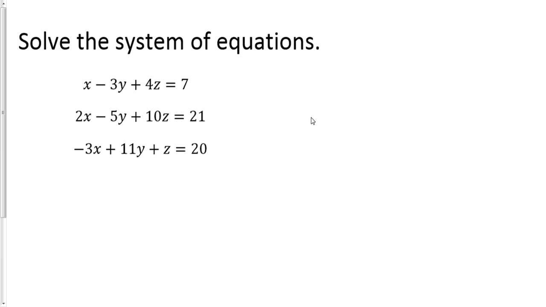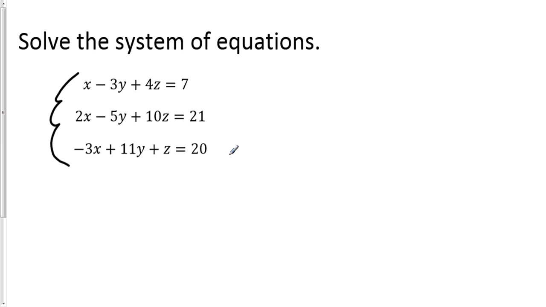Okay, so now I'm going to solve a system of equations by a method called substitution. So here we have a system of equations. We have three equations with three unknowns. Our three unknowns are x, y, and z, and here are three equations. And to solve this system, what I'm going to do is use substitution.